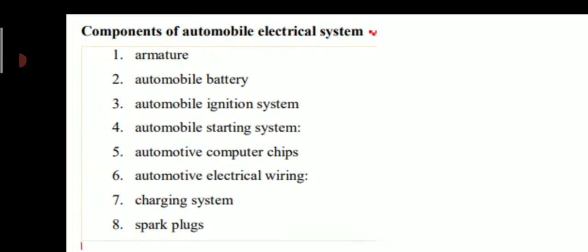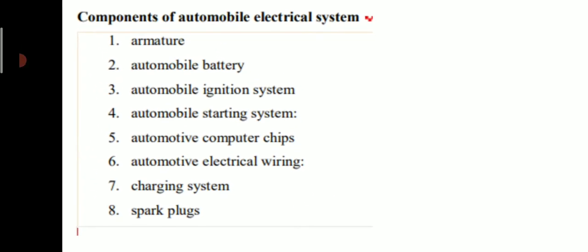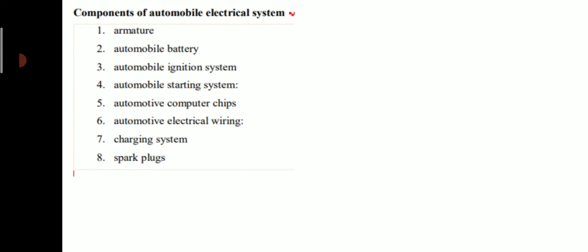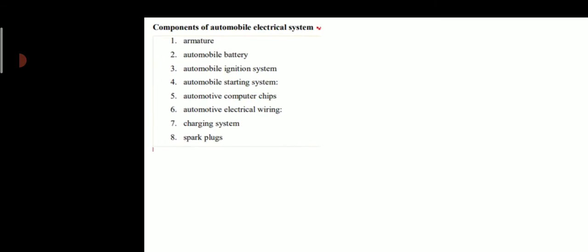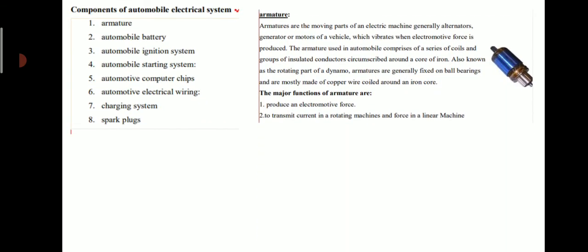So let us see the components of auto electrical system. Examples are armature, automobile battery, automobile ignition system, automobile starting system, automobile computer chips, automotive electrical wiring, charging system, and spark plug. All these use electrical components. What is armature?